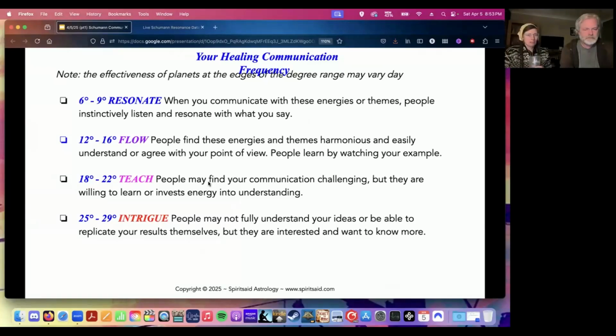Anyway, so we're just recapping this, right? If your planets are in 6 to 9 degrees, that's the resonate zone. When you communicate, people instinctively listen and resonate with who you are.